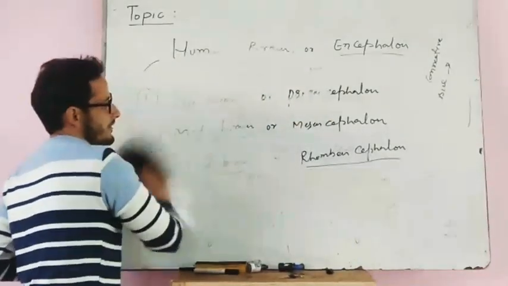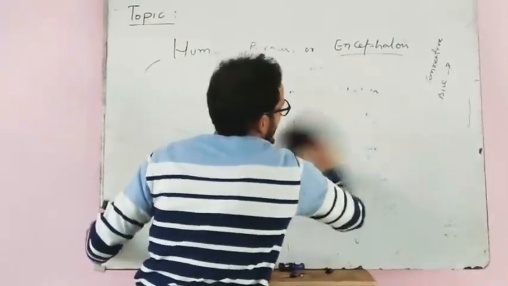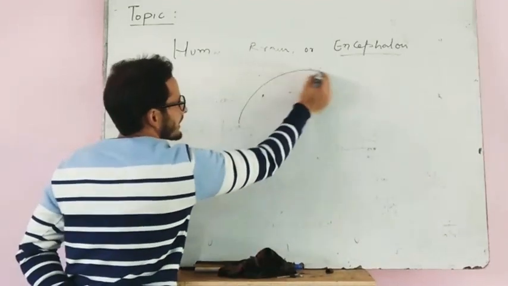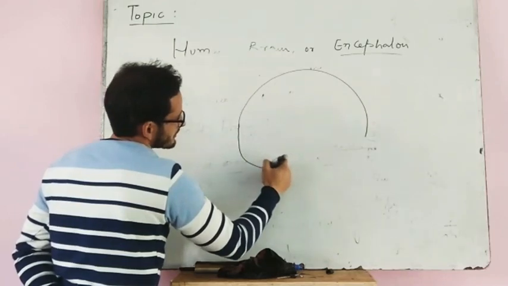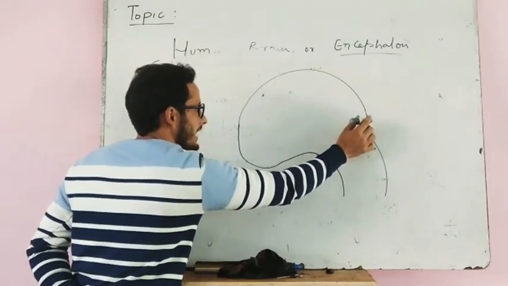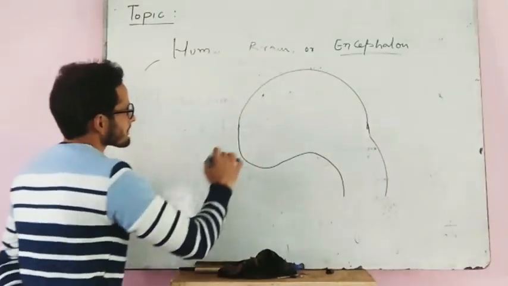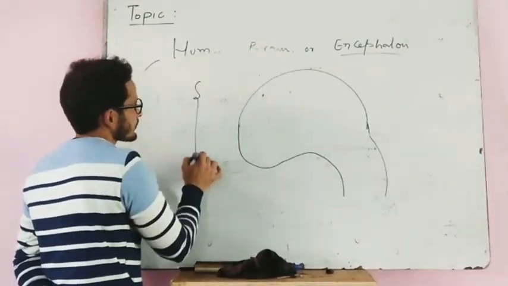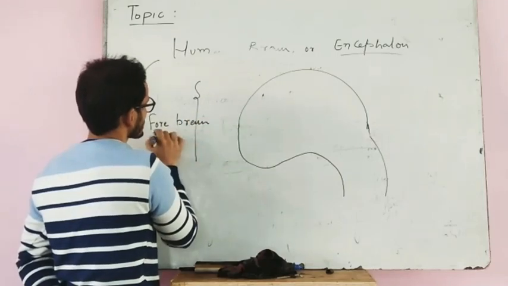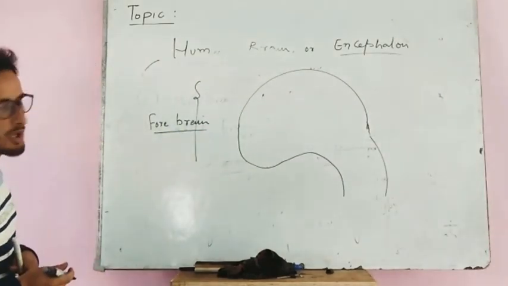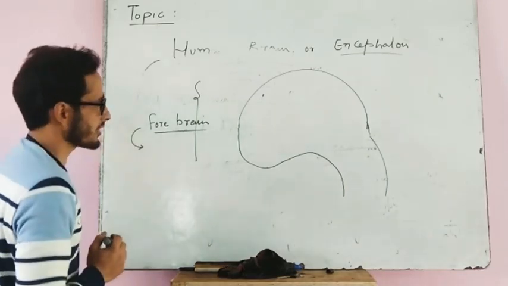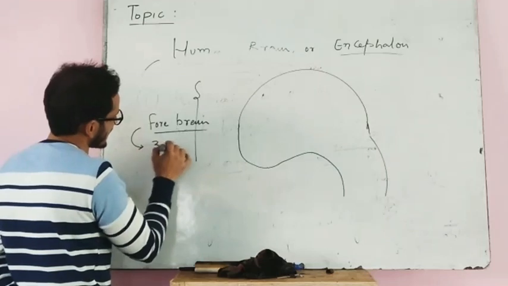Diagrammatically, these three parts of human brain can be understood as, for example, this is the upper part of brain, which is present inside the cranial cavity of skull. This upper part of the brain, which is the dorsal part of brain, is called as forebrain. This forebrain is the main important part of brain, which constitutes about 80% of the brain.